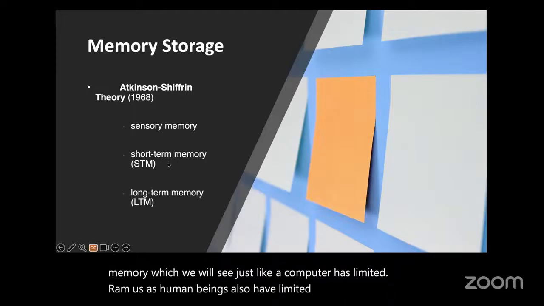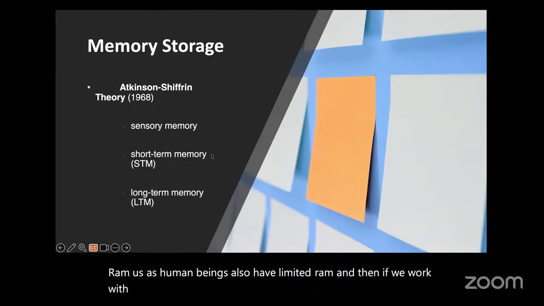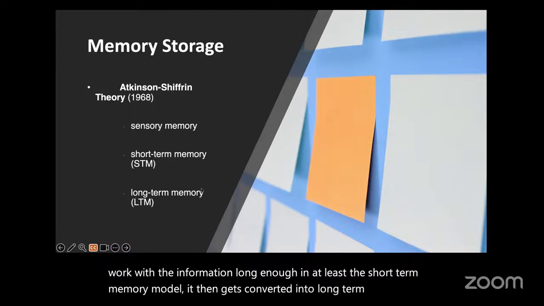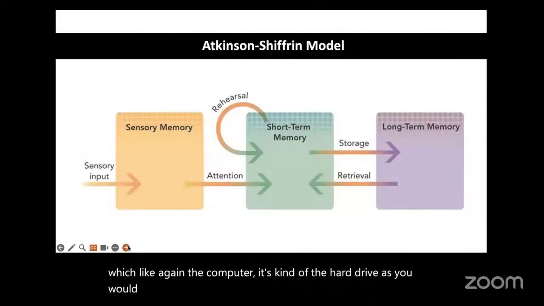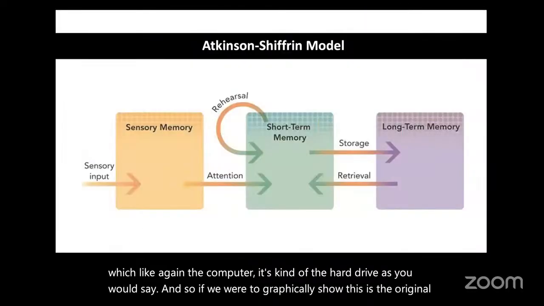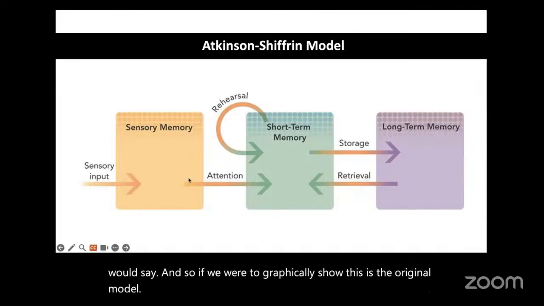And then if we work with the information long enough in the short-term memory model, it gets converted into long-term memory, which, like the computer, is kind of the hard drive, as you would say. And so if we were to graphically show this, this is the original model where we have sensory input.